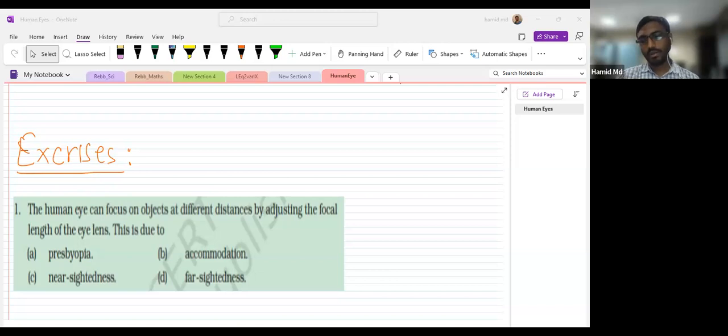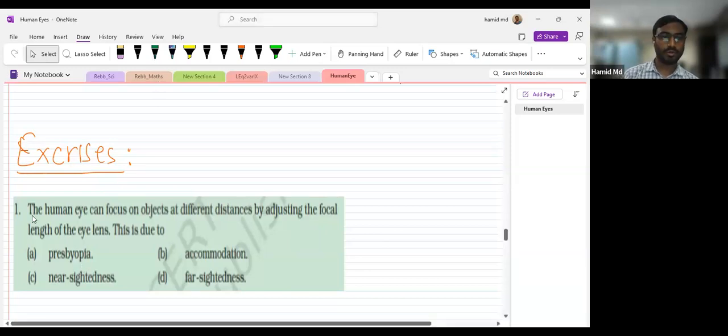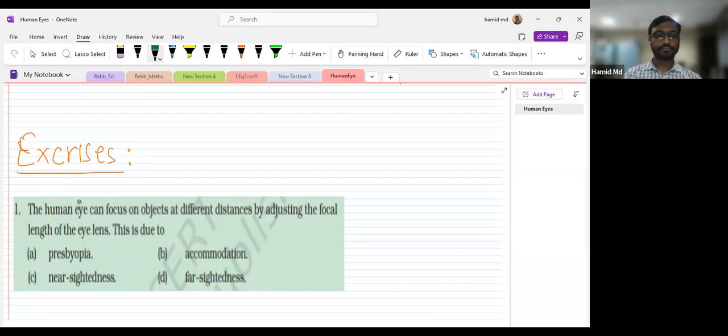In that case, we can see the object at infinite, long distance, but cannot see the object at nearer distance. So based on that, we have the first question over here. Can we do it? Yes, sir. What does it mean? And what is the solution for it?